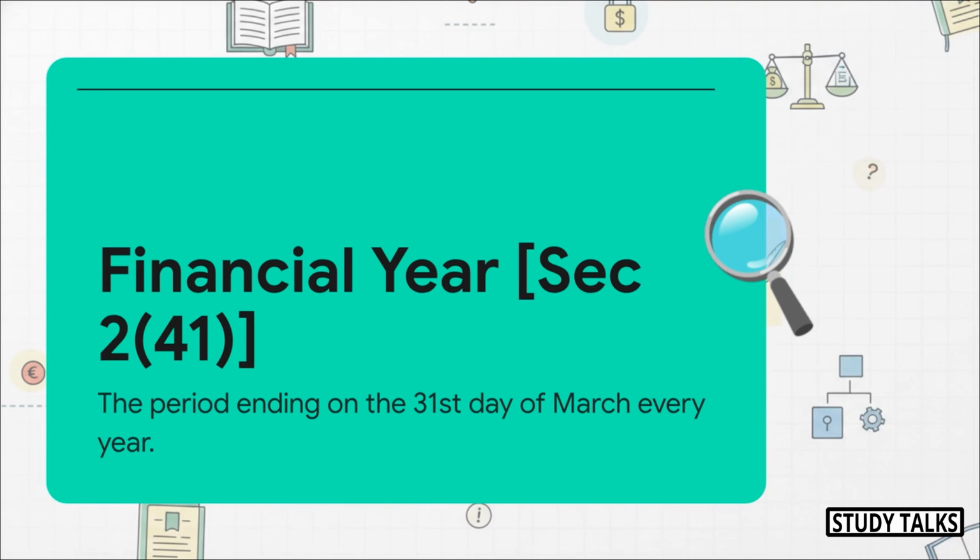And what about the financial year? Section 2(41) keeps it simple. It's the period ending on March 31st every single year. There is one little wrinkle, though. If a company gets incorporated on or after January 1st, its very first financial year will end on March 31st of the next year. So that first year can actually be longer than 12 months.